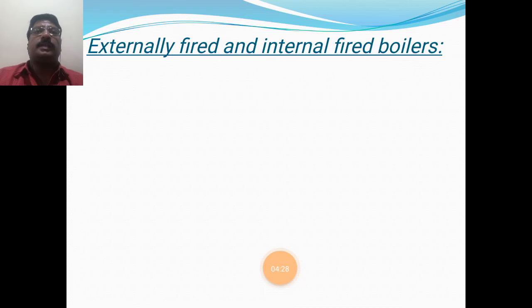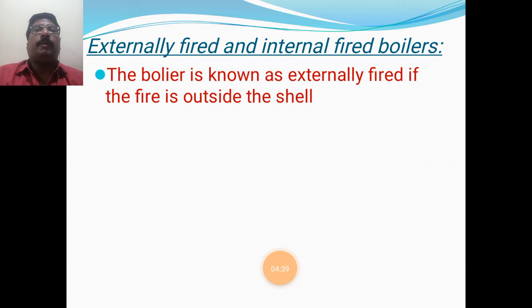The next classification is externally fired and internally fired boilers. Based on the firing, these types of boilers are classified. If the firing is done within the shell, such a type of boiler is called an internally fired boiler. If the firing is done externally to the boiler, that is known as an externally fired boiler. So the boiler is known as externally fired if the fire is outside the shell.